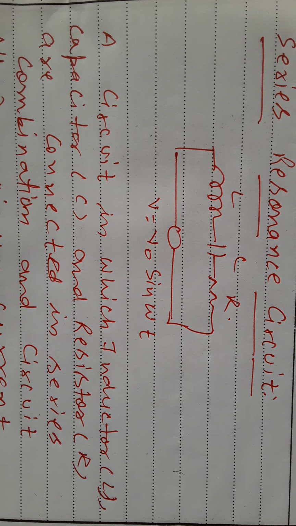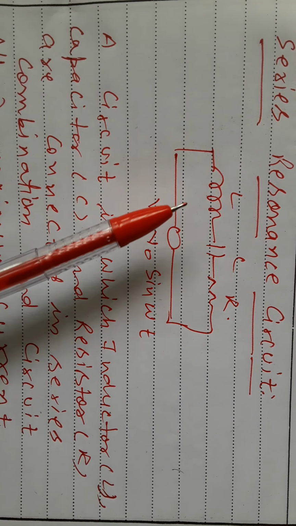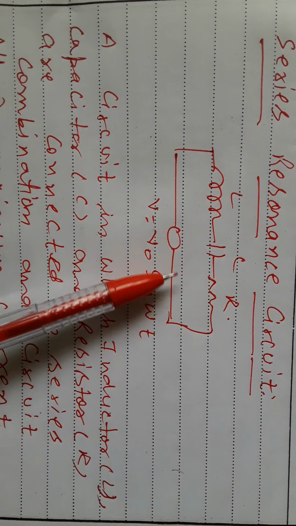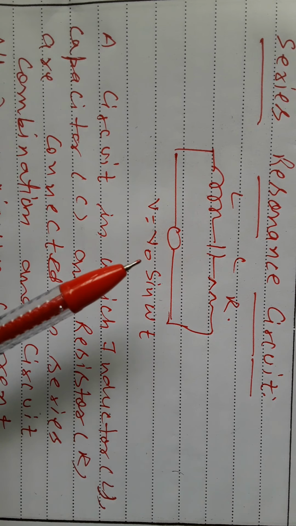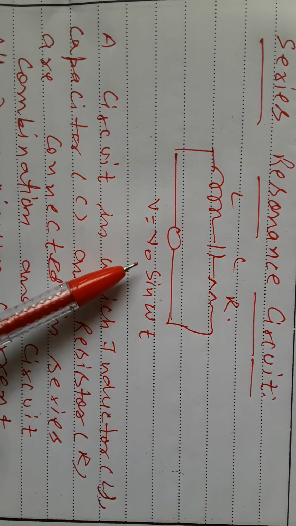Hello children. In alternating current, the next topic is the series resonance circuit. In the series resonance circuit, an inductor, a capacitor and a resistor are connected in series combination with an alternating supply of voltage V equal to V naught sin omega t.